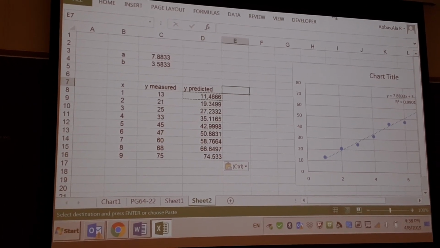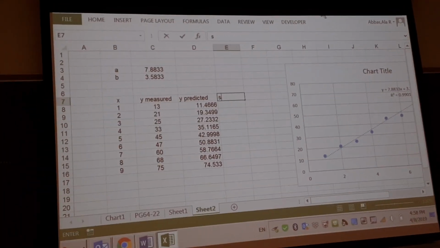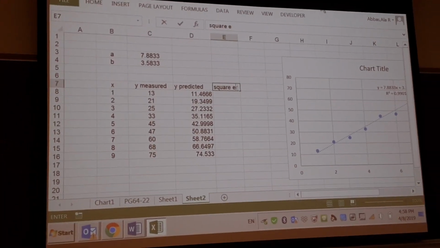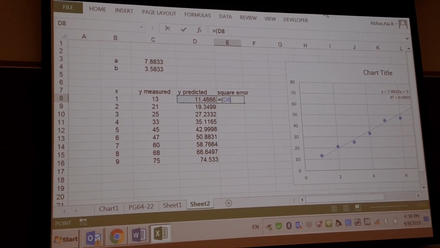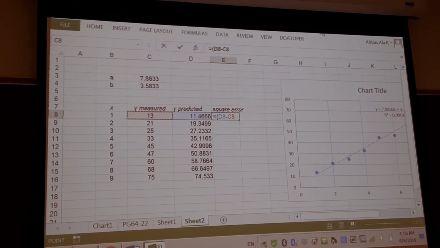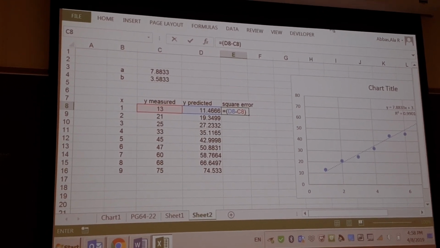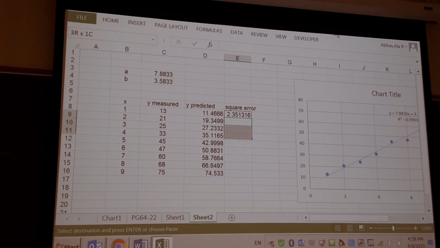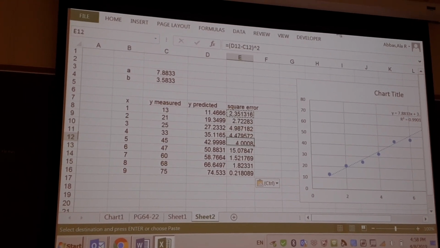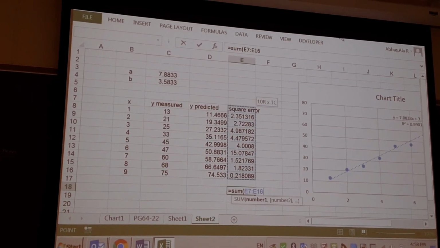And what is the error equal to? Or the square of error? The error is equal to predicted minus measured, yes? Or measured minus predicted. That's basically your error. In here I'm doing the square of error, so I'm going to do it to the power 2, okay? And then I'm going to look at the sum of the square of error.